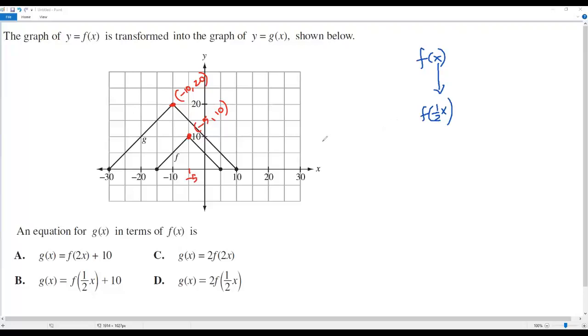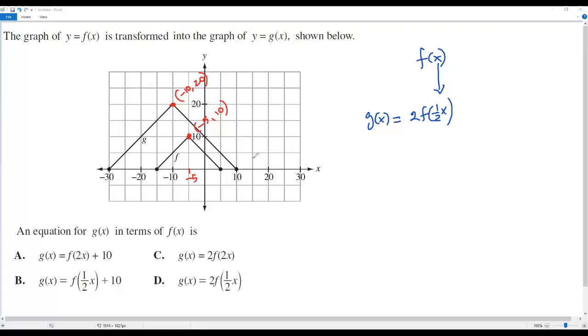Since there is a horizontal stretch by a factor of 2, I have to multiply this x by 1/2. Now let's consider the y-coordinates of both vertices to understand the vertical stretch or compression. The y-coordinate at the vertex of f is 10, and the y-coordinate at the vertex of g is 20. When I multiply 10 by 2, I get 20. So this clearly shows a vertical stretch by a factor of 2. Whenever there is a vertical stretch by a factor of 2, the function has to be multiplied by 2. So this is the equation we have for g of x.